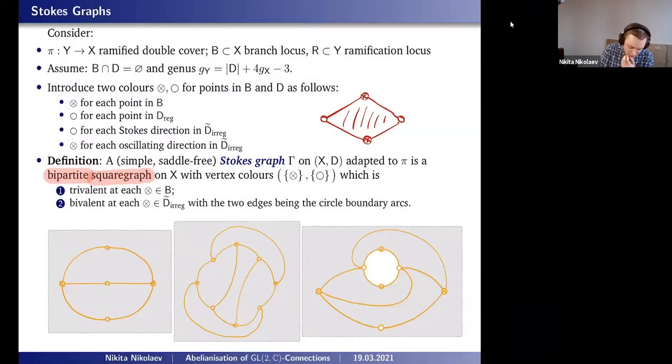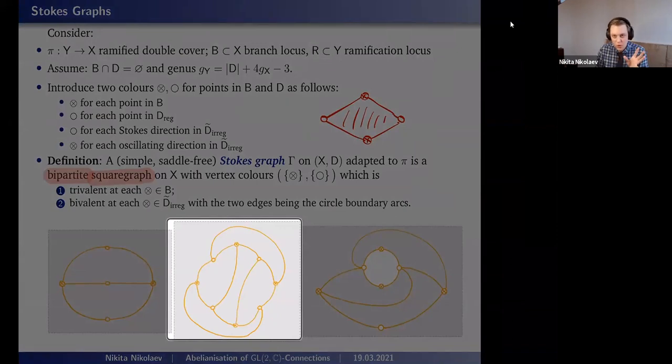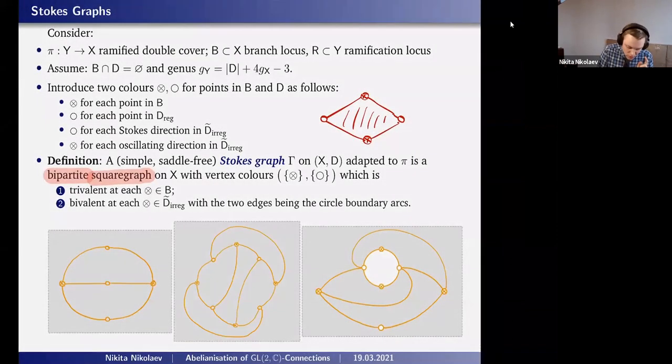This example is maybe a little bit more interesting. This is also on P1, and now I have 4 poles here, there, and there. Again, the numerics works out to be that, looking at this equality again, so G is still 0, D is 4, and so 4 minus 3 is 1. So Y, my double cover, has to be an elliptic curve. So it's an elliptic curve sitting above P1, and therefore, as you would expect, you should have 4 branch points, and there they are, and each one is trivalent.